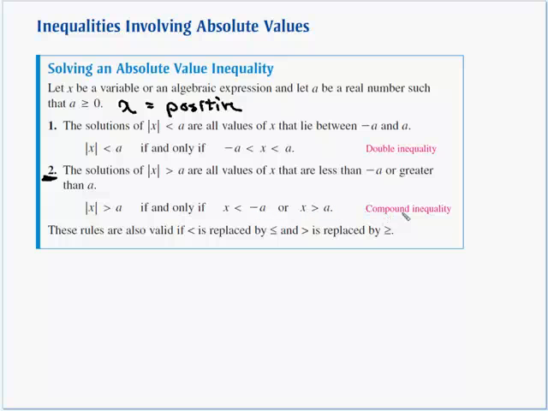This is our compound inequalities. It's two inequalities with an or in there. We could also do this one as a double. Now let's check what that's going to look like.